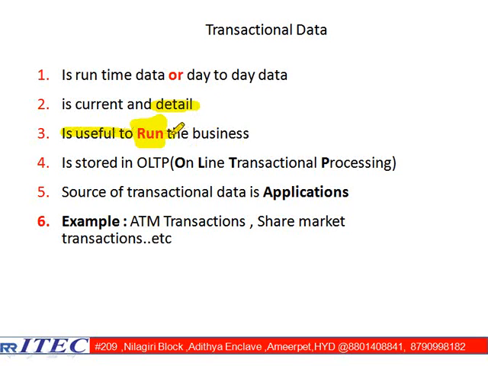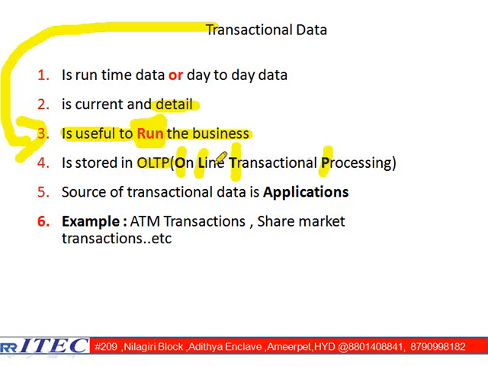Transactional data is useful to run the business. What is the main purpose of transactional data, sir? Its main purpose is to run our business. Now, this transactional data is stored in one database. The database is known as OLTP. OLTP stands for Online Transaction Processing.